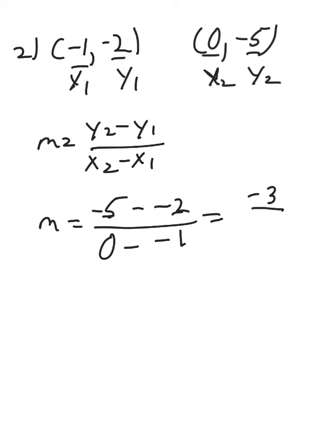And then the same thing goes here on the bottom. 0 minus a negative 1 is equal to 0 plus 1. So 0 plus 1 is 1. And then our slope is negative 3 over 1. And we can simplify that to get m equals negative 3.